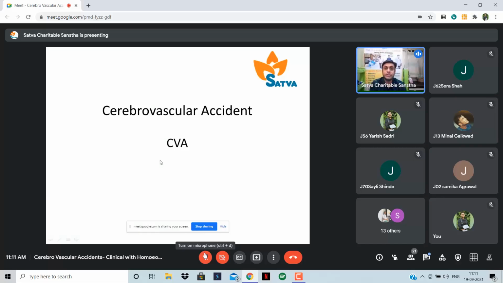We'll start with something called cerebrovascular accident. As the name suggests, cerebrovascular means the disease of the vessels which are supplying the cerebral cortex, the brainstem and the cerebellum. So the word cerebro means something which is related to the brain. Vascular means something which is related to the blood vessels which are supplying the vital organ of the body which controls the entire human body.